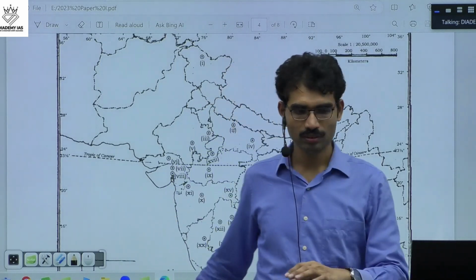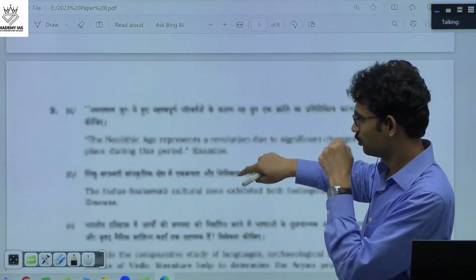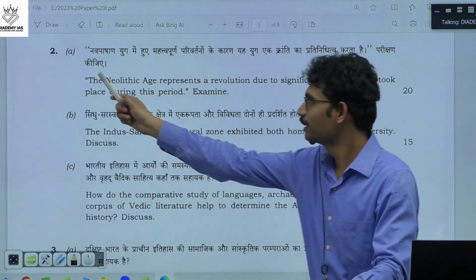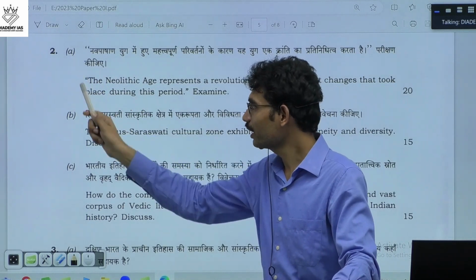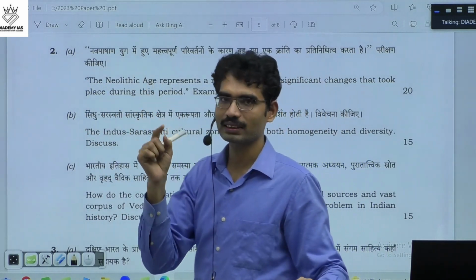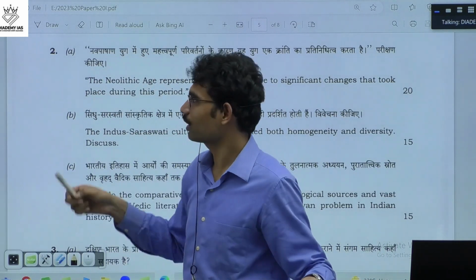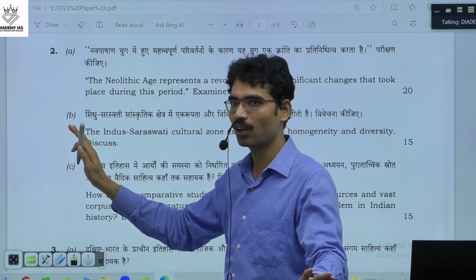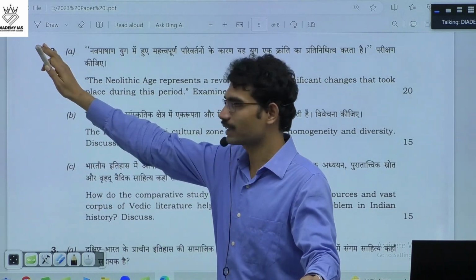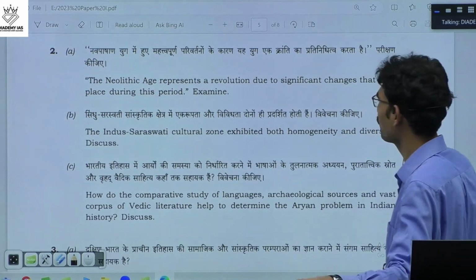This is how it looks. Now you see, second question: A, B, C. Three subparts are there. Once you select the second one, you have to write all of A, B, C. You cannot write A alone, you cannot write B alone, and you cannot leave C. Once you select the second question, that means all three parts, because it is for 50 marks.